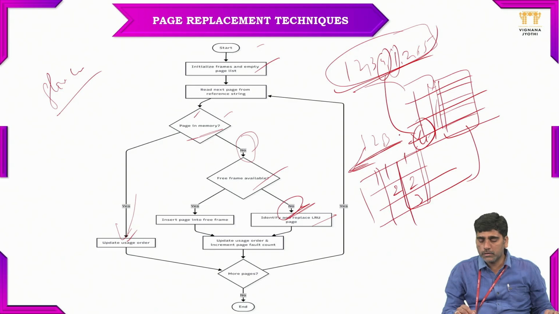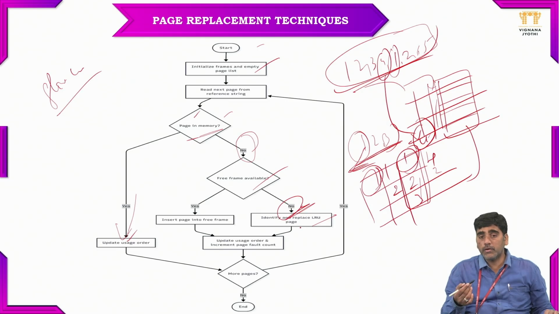So out of these 3, which is the least recently used one? 1, 2, 3. The 1 is the least recently used one, and 3 is the most recently used one, right? So in this case we can remove this one and replace it with 4. Like this we can do.